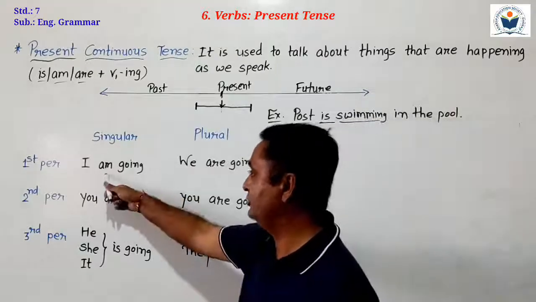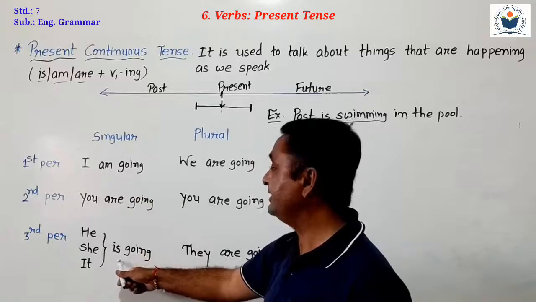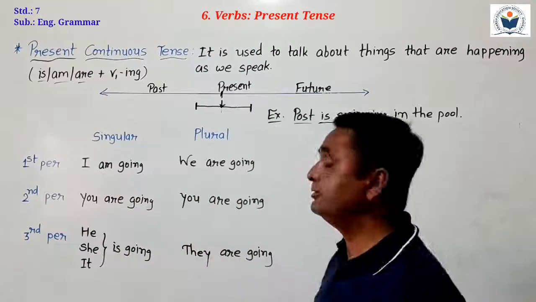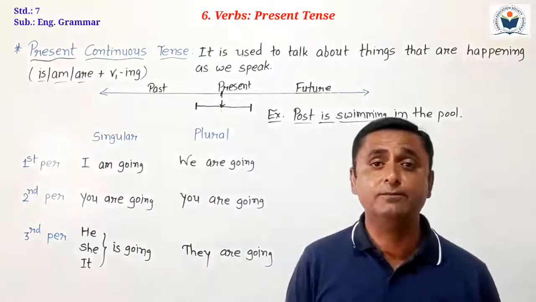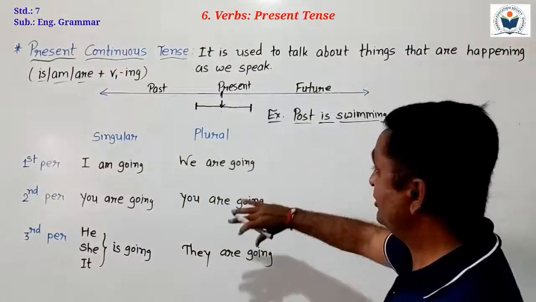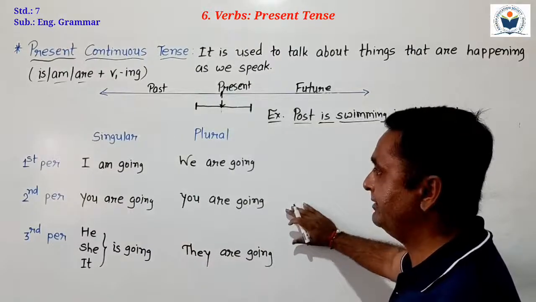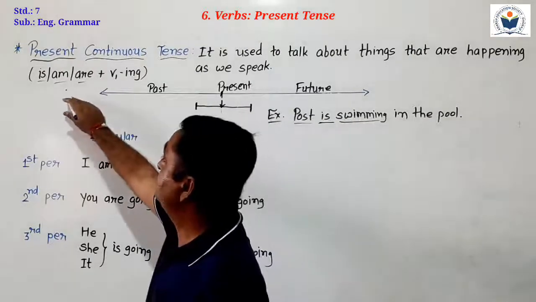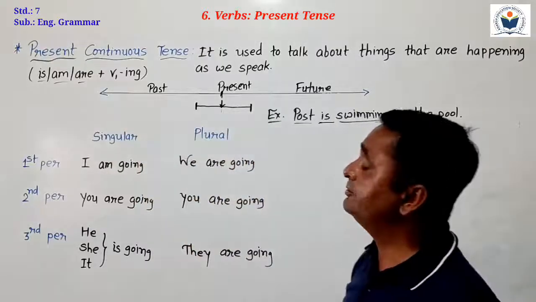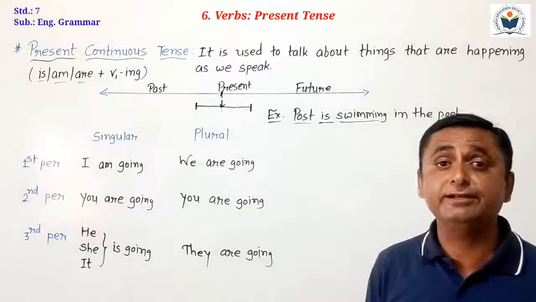With I, we have to use am, and with you, we have to use are, and with it, we have to use is. And in other places we have to put are as a helping verb. Can you understand? It is the structure of present continuous tense. This is also known as the present continuous tense structure. So this way we have to use present continuous tense.